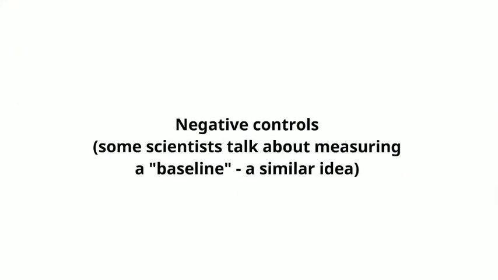Let's now look at negative controls. A negative control is the opposite of a positive control. It tells you what should happen if your experimental intervention does nothing. I'll explain what I mean by that with an example.